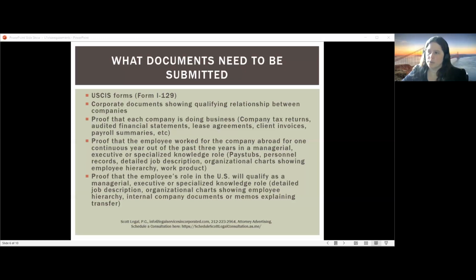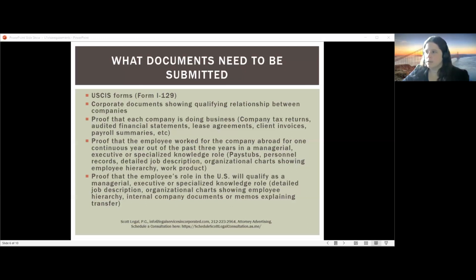You also want to include proof the employee worked for the company abroad for that continuous year out of the past 3 years. Most commonly this is going to be pay stubs, payroll records. If there's been some other type of arrangement, perhaps somebody is a director and they're paid through distributions, that's okay as well. Again, as long as you can show that they did receive that income, or that they were an employee for the business for at least that last year out of the past 3 years.